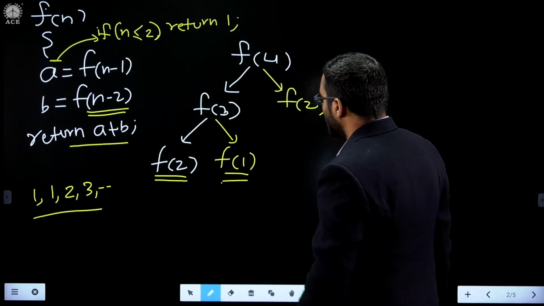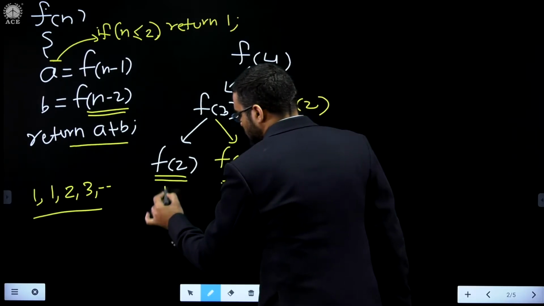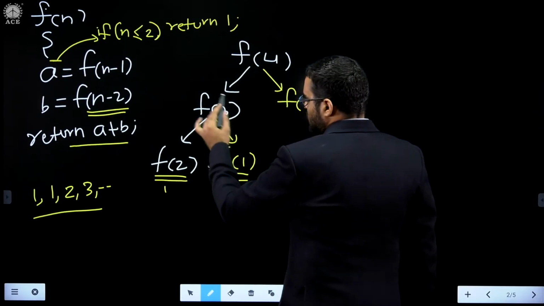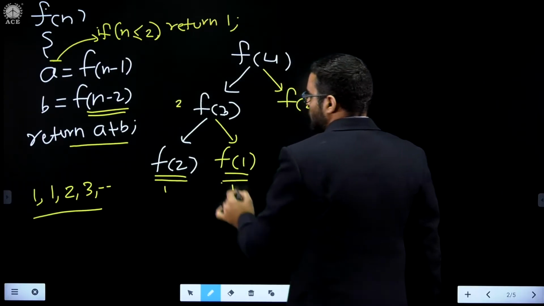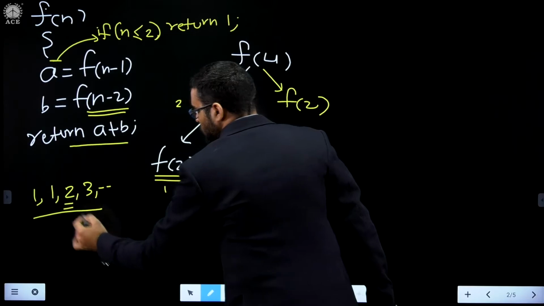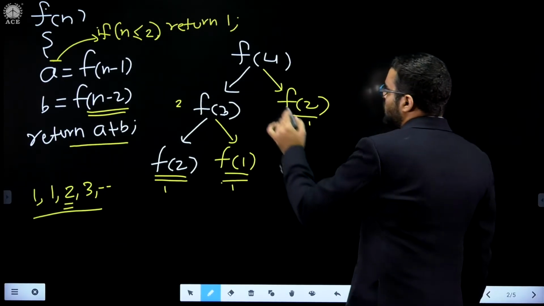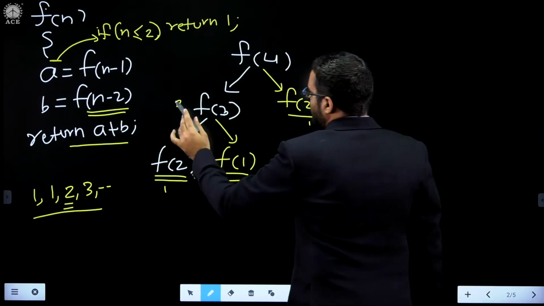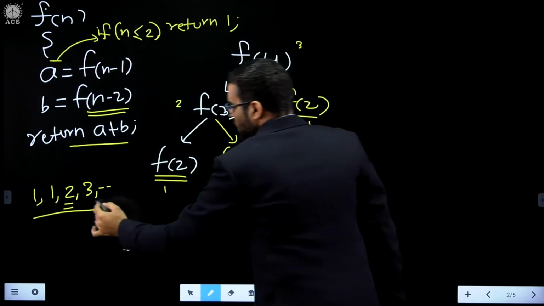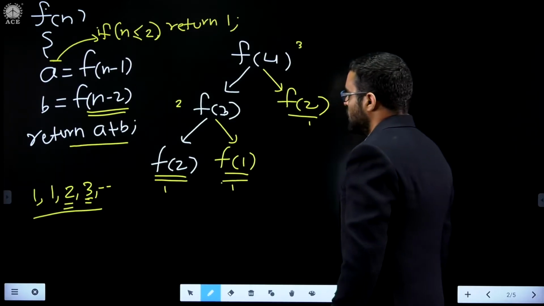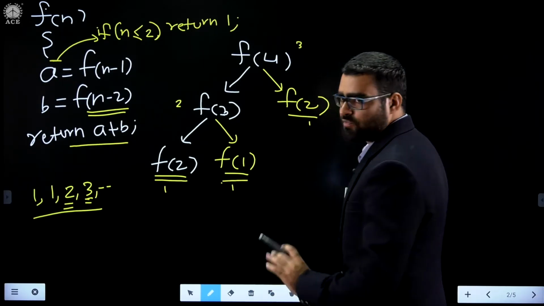Now you can notice here this f1 will return value 1, f2 will return value 1. Finally this f3 will return a plus b, that is, value 2. You can see f3 is equal to 2. Next f2 will return value 1, and finally f4 will return a plus b, meaning 2 plus 1, that is 3. So you can see f4 is equal to 3. This is our activation tree for this function f4.